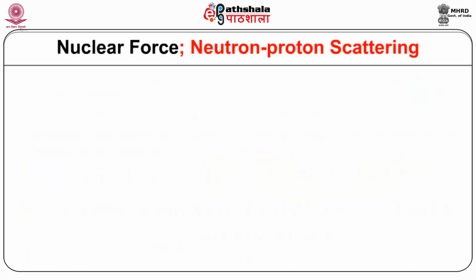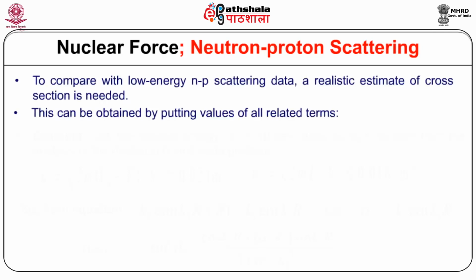Nuclear force, neutron proton scattering. We are still continuing with our discussion about the NP scattering at low energy. Now in this slide, we would look at an example of how we can compare the low energy scattering data with the realistic estimation of cross section. Compared with low energy NP scattering data, a realistic estimate of cross section is needed. This can be obtained by putting values of all related terms.